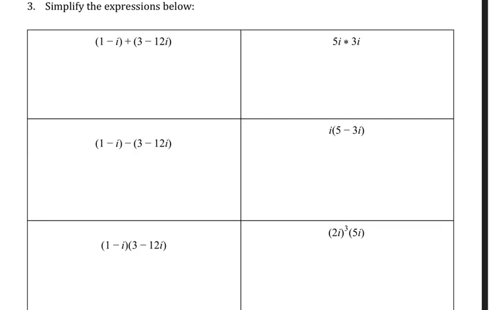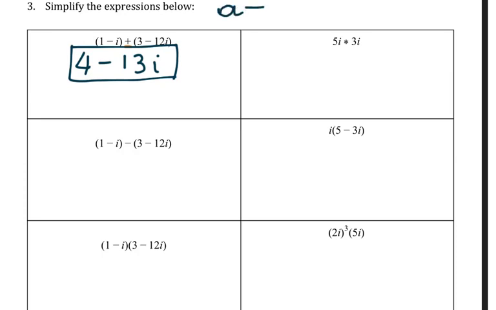Okay, let's look at example number 1. Here I'm noticing that I have an addition. So I'm going to combine like terms. I have 1 plus 3 is 4. And I have negative 1i plus negative 12i will give me negative 13i. And this is my answer. It's the complex number in the form of, remember, it's a plus bi.